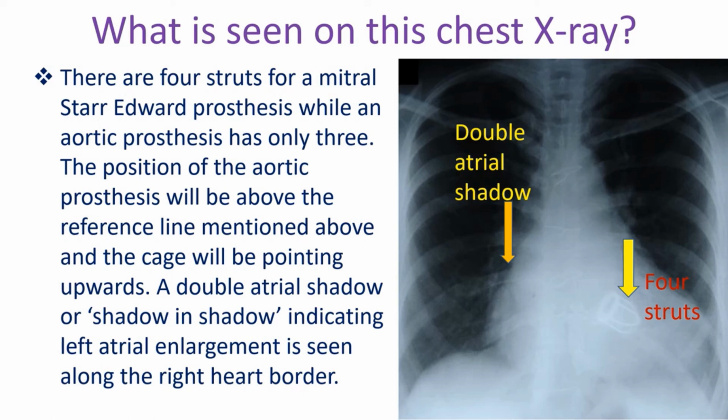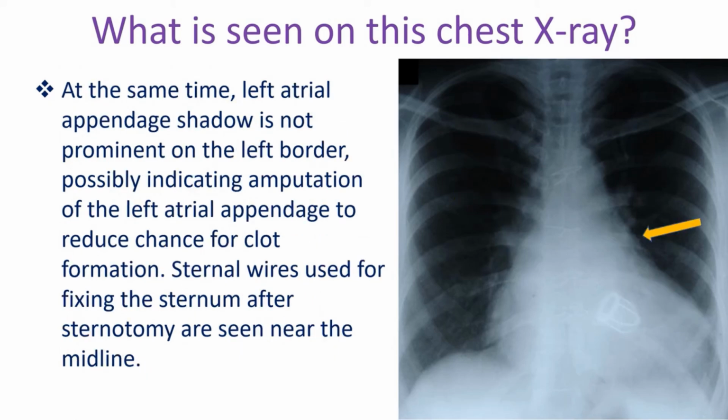A double atrial shadow or shadow in shadow indicating left atrial enlargement is seen along the right heart border. At the same time, left atrial appendage shadow is not prominent on the left border, possibly indicating amputation of the left atrial appendage to reduce chance for clot formation. Sternal wires used for fixing the sternum after sternotomy are also seen.